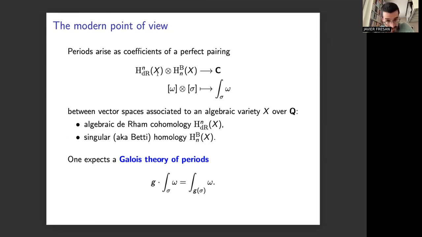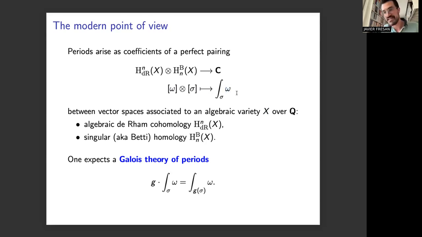And then you have two vector spaces, Q-vector spaces in this case, associated to it. So one is algebraic de Rham cohomology, where you do like in differential geometry, except that your differential forms have polynomial coefficients. So it's the cohomology of the complex of Kähler differentials. And you can also consider, so this is purely algebraic, the complex points of your algebraic variety, that will form a nice topological space, and then consider the singular homology of this space. In this setting it is usually called Betti homology. And you will have a pairing where you take a class of a differential form omega and the class of a cycle sigma, and you integrate omega along sigma.